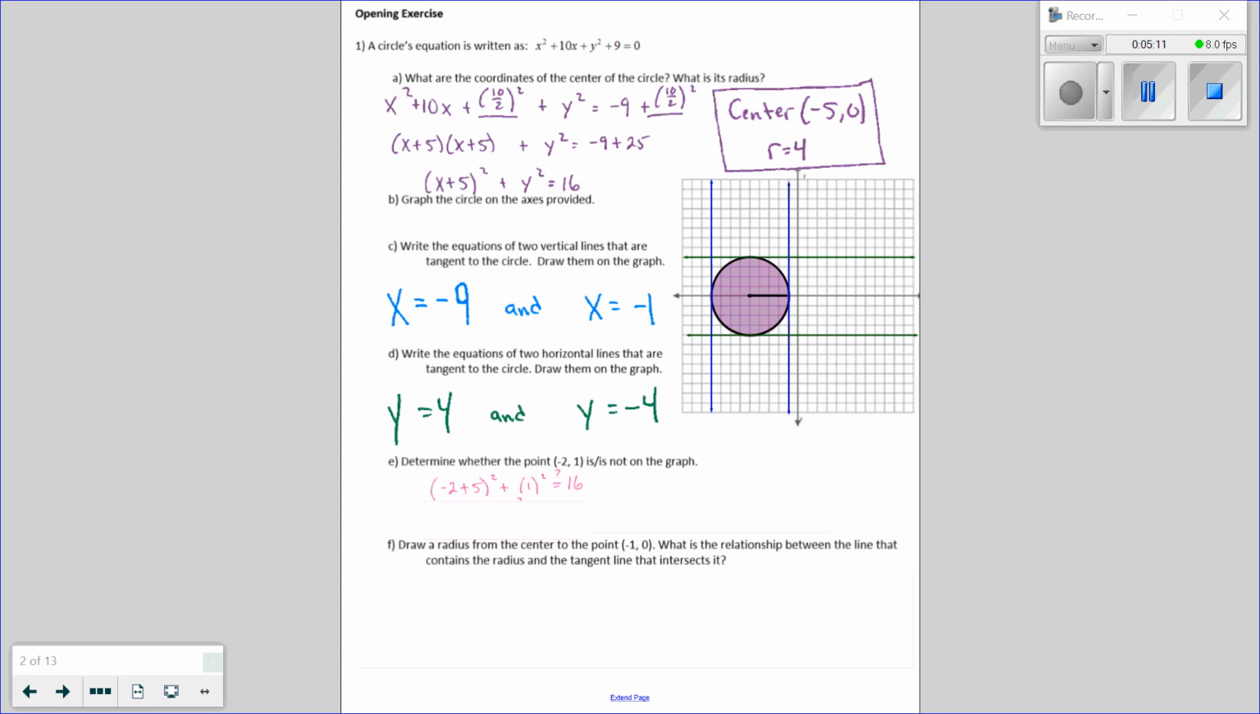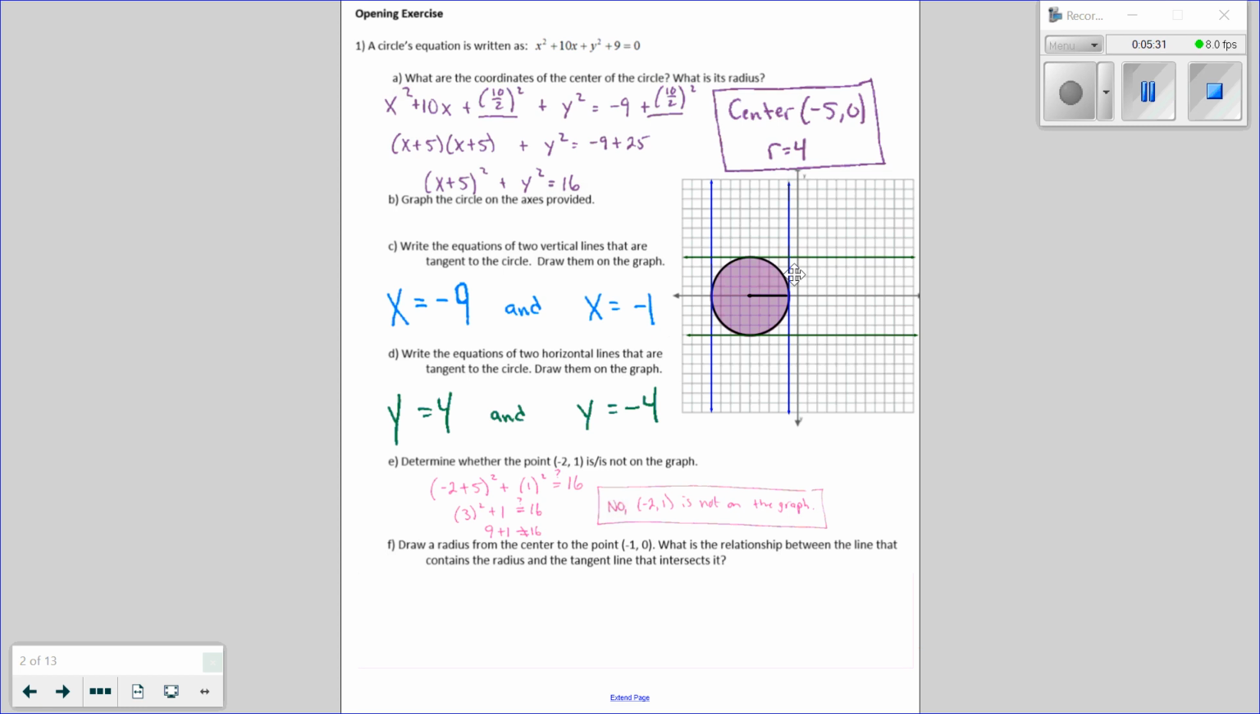When we plug in the values, does it indeed check? And the answer is no, it does not check. So the point (-2, 1) is not on the graph. And if you look on the graph, (-2, 1) is inside the circle, not on the circle. Inside the circle does not count. It has to be on the circle itself.